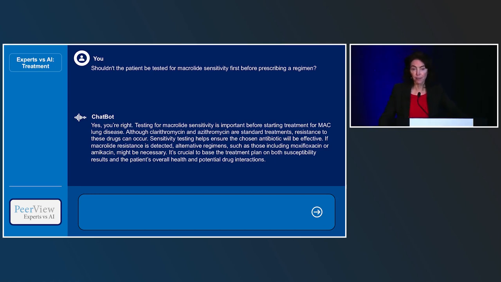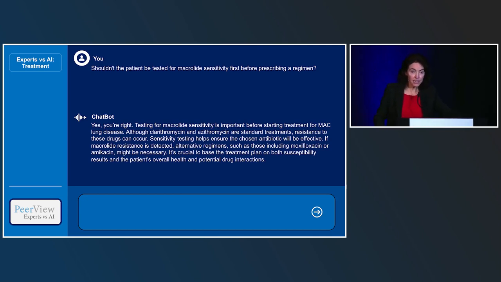Yes, our chatbot says, you're right. Testing for macrolide susceptibility is important before starting treatment for MAC lung disease. Although clarithromycin and azithromycin are standard treatments, resistance to these drugs can occur. Yes, it can, especially if your patient has been going back and forth to her primary care doctor and receiving azithromycin for regular respiratory infections for the last 7 years. If macrolide resistance is detected, you're up a river without a paddle.